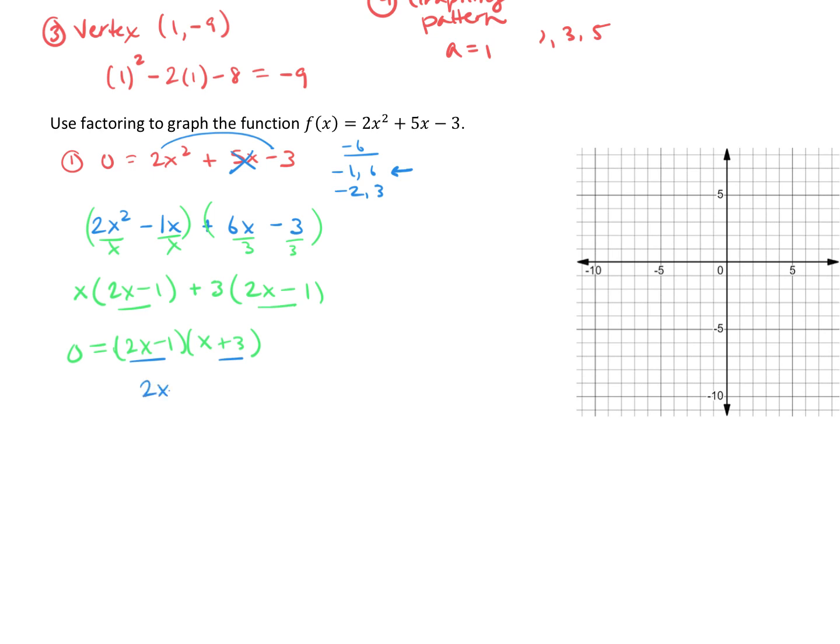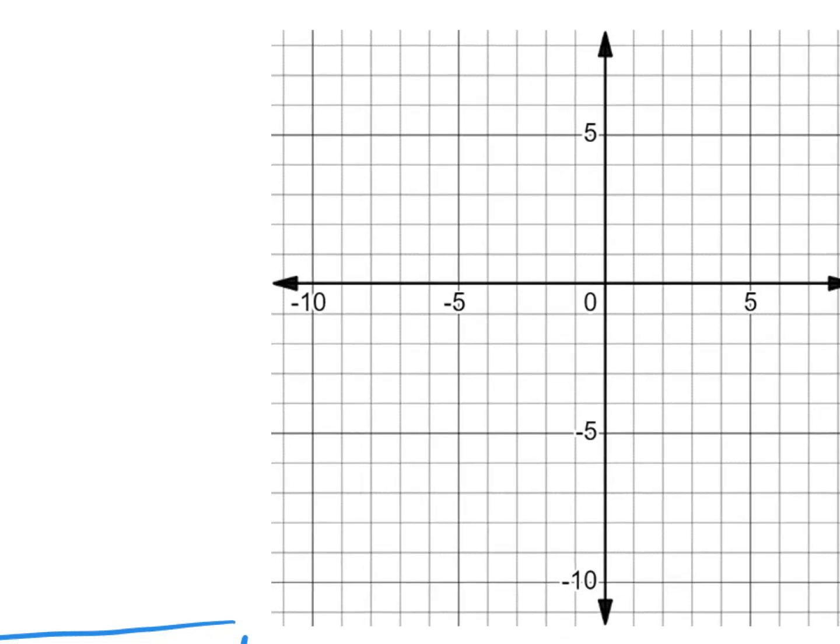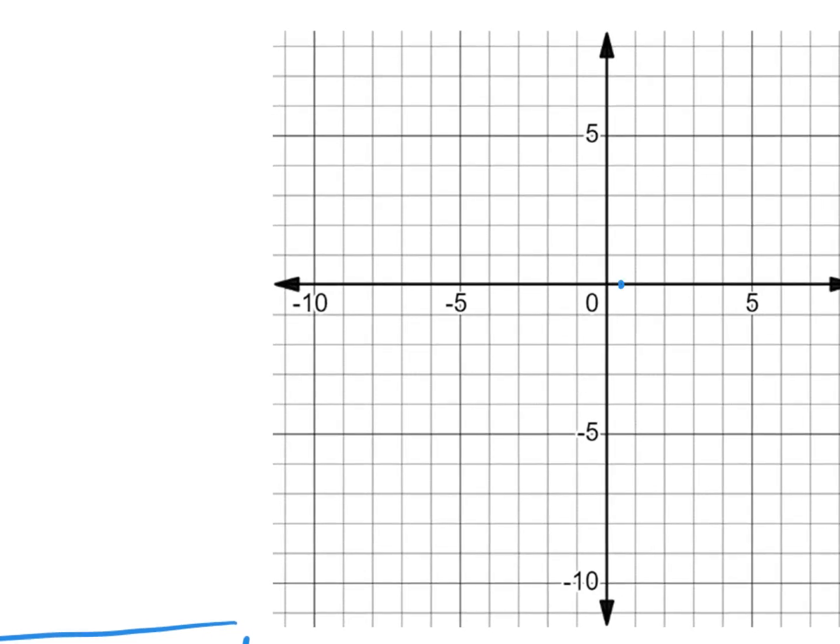So first we take our 2x minus 1, set it equal to 0. Let's go ahead and solve this one. Add 1 to both sides. Remember that 2 in front of the x, we can predict a fraction or decimal, so x equals a positive 1/2. Then we take our second factor, x plus 3, and we set that equal to 0. Solve for x by subtracting 3 from both sides, and our second value for x is a negative 3. So those are our 2 x-intercepts. So we go back to our graph, and we can plot those right on the x-axis. Positive 1/2 and negative 3.